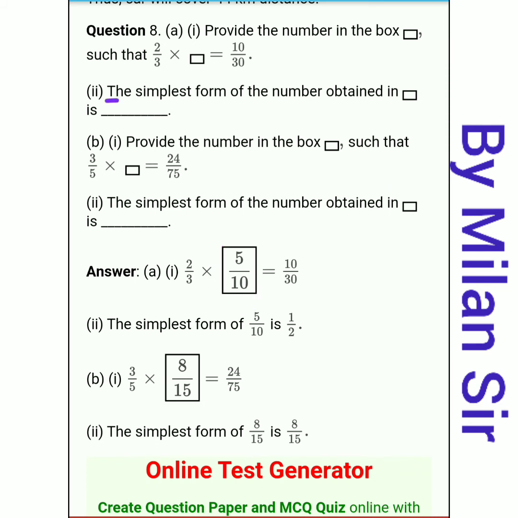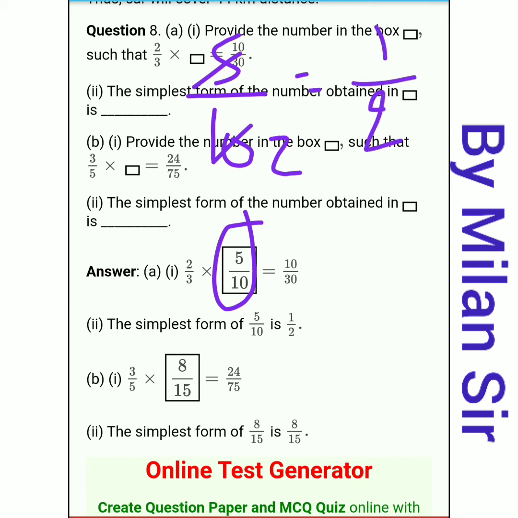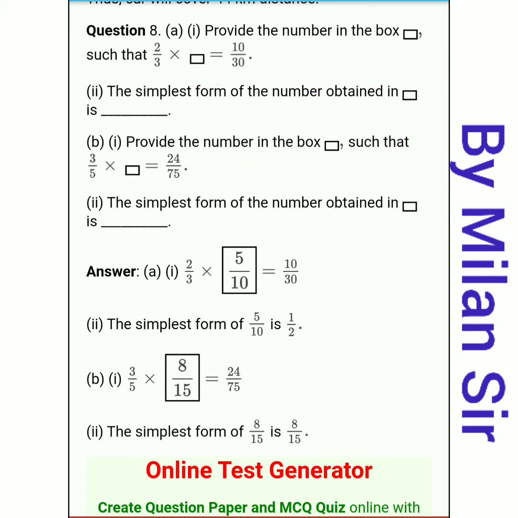Then the second question: the simplest form of the number obtained in the box. Now the simplest form of 5 divided by 10. Here we can cut 5 into 10. Nothing is present in the numerator, so 1, and in the denominator 2. So 1 by 2. This is the simplest form. So the second answer is 1 by 2.